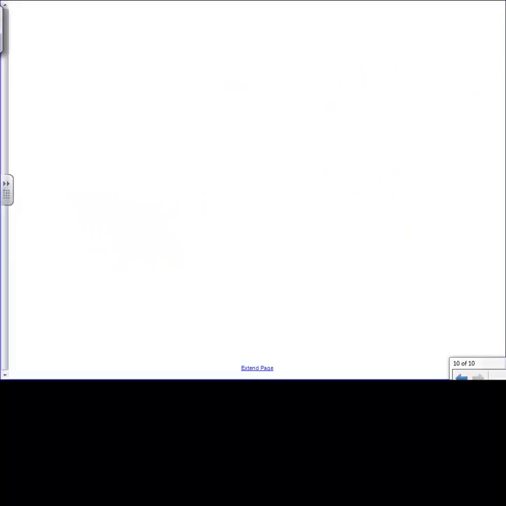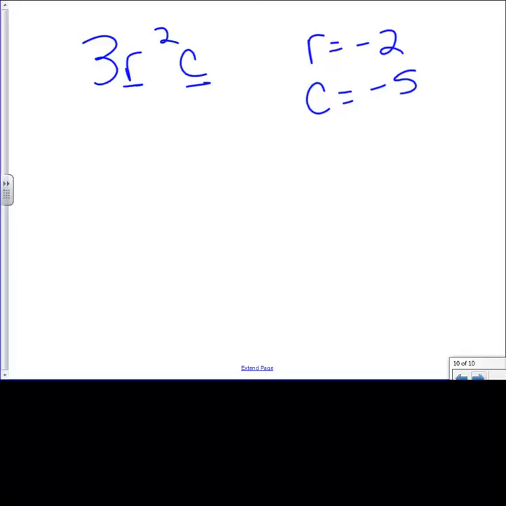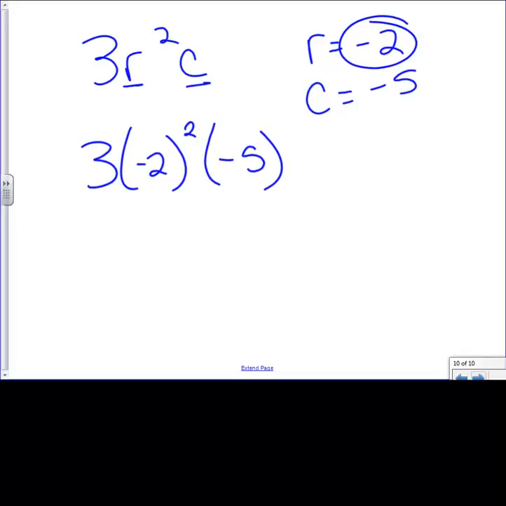Okay. One last problem. I have 3r squared c, and they tell you that r is negative 2 and c is negative 5. So what they want you to do is they want you to plug in what you have in for the numbers and find the answer. So I have 3, r is negative 2, so I have negative 2 is squared, and then c is negative 5. Why did I put them in parentheses? Because they're clearly all touching, which means they're multiplied together, so I just separated them by parentheses, letting myself know that we're going to multiply.